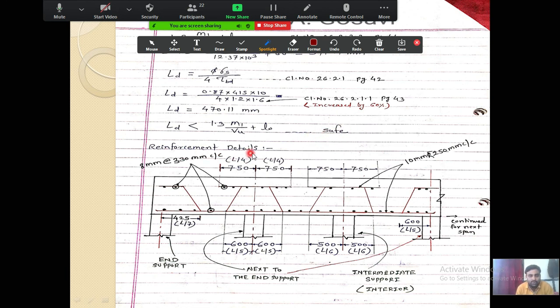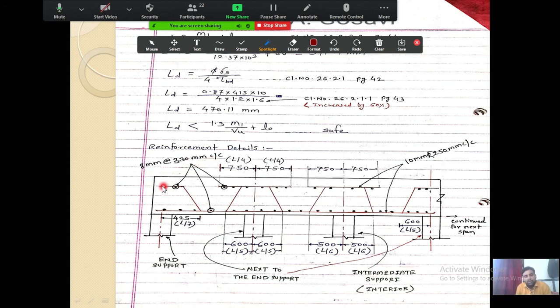Now the reinforcement details which are provided over here. We have provided our main steel bar. The main steel bar is 10 mm at 250 mm center to center, and the distribution steel, these dots which you have seen over here, is your distribution steel. It is 8 mm at 330 mm center to center.